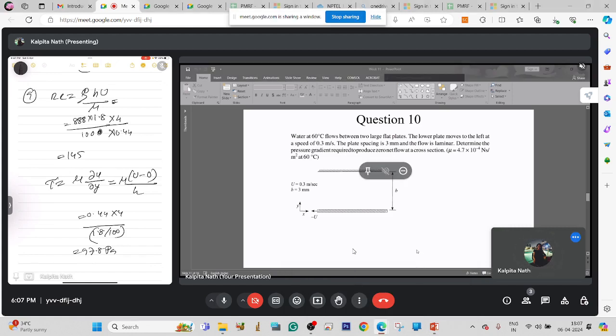What is said here is that water at 60 Celsius flows between two large flat plates. The lower plate is moving at some velocity, like again Couette flow. The plate spacing is 3 mm and the flow is laminar. Determine the pressure gradient required to produce zero net flow at a cross section. The viscosity is given.